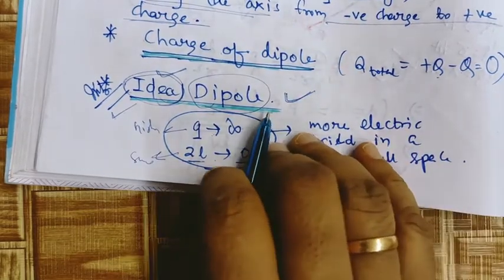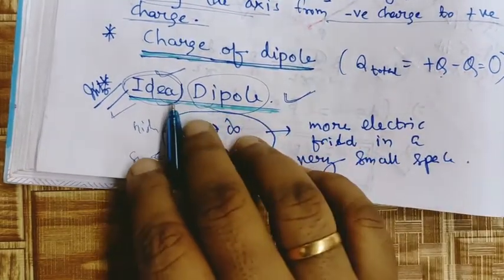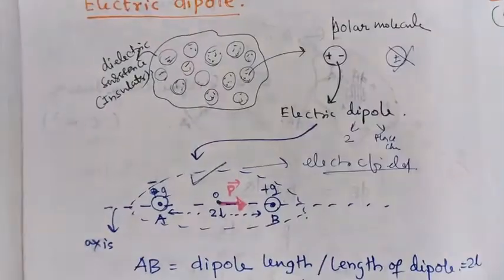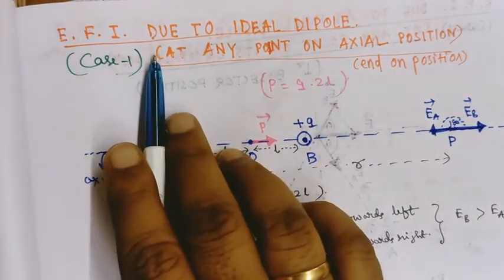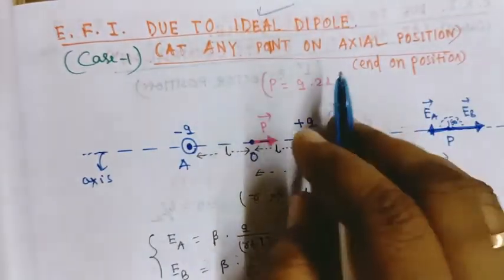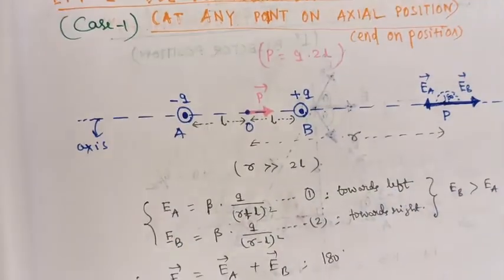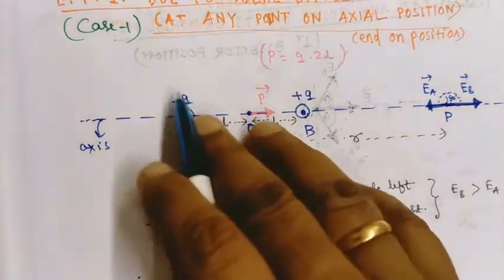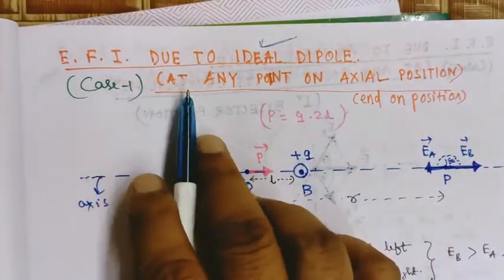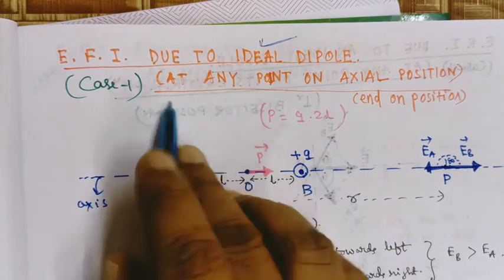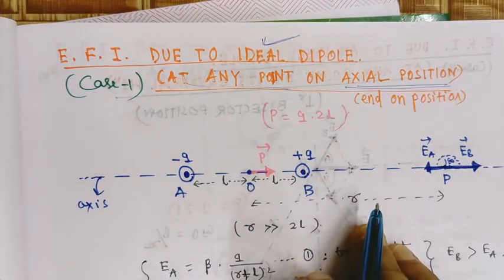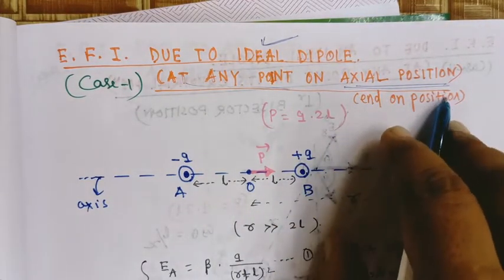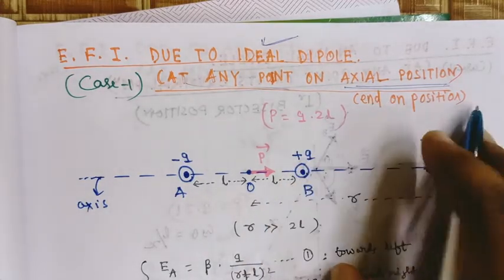Now we have to discuss the electric field of our ideal dipole. So we go to the next part. The heading is given here: electric field intensity due to an ideal dipole. You know what an ideal dipole is. There are different cases. First, case one, this is the derivation part, and you have to practice. What is this case? You have to find the electric field at any point on the axial position of the dipole. Another name for this question is the end-on position.